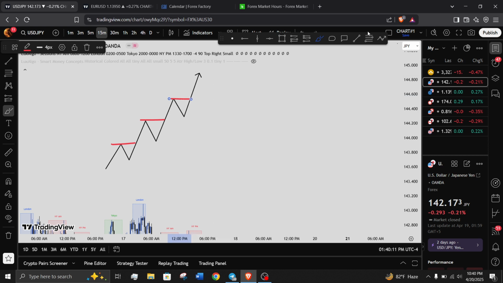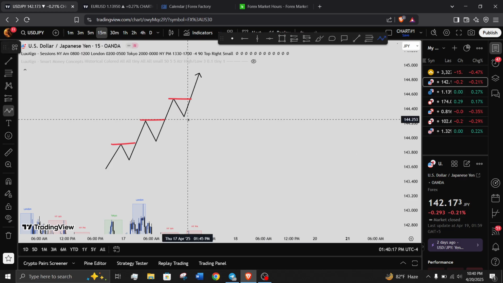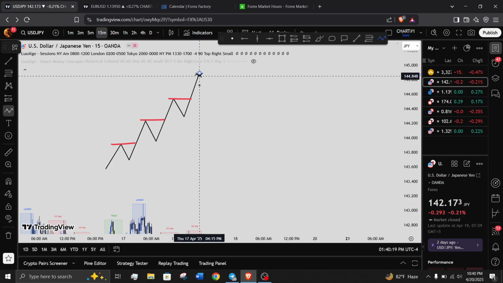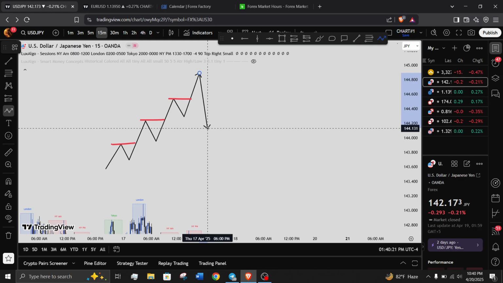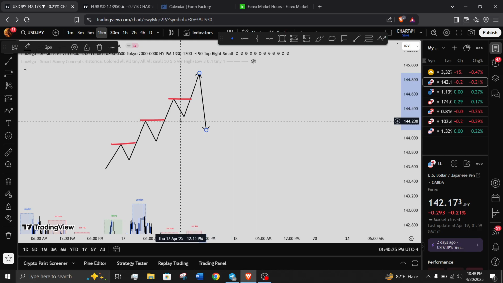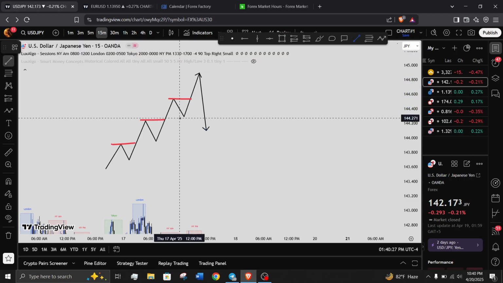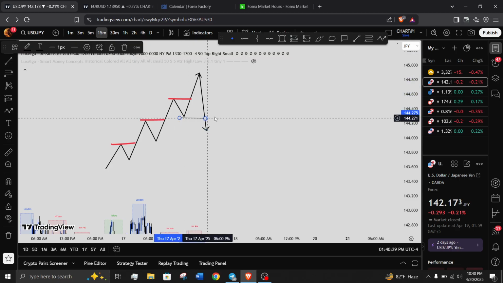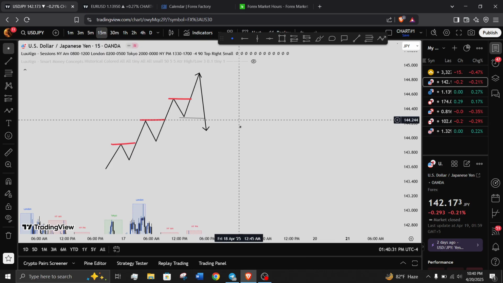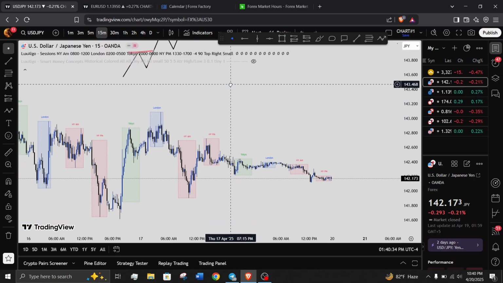Now, what is choke? A choke is simple: break of the last higher low. So if price comes down, breaks this higher low and closes below this, this becomes our choke. A choke is an indication that trend is reversing.